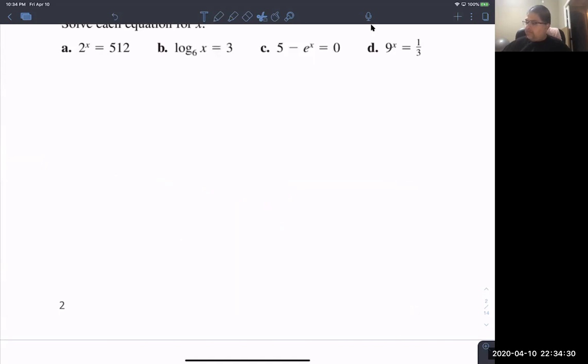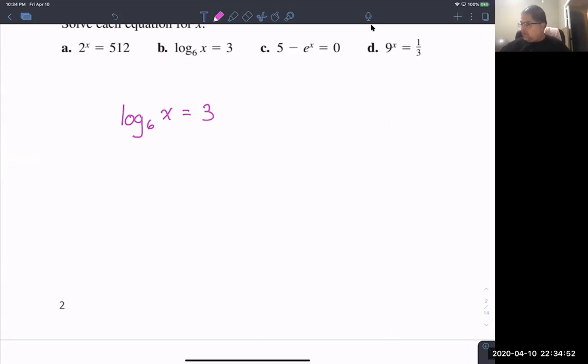Now, what if we have the reverse? Log base 6 of x equals 3. Okay, log base 6 of x equals 3. Well, how do we solve this?